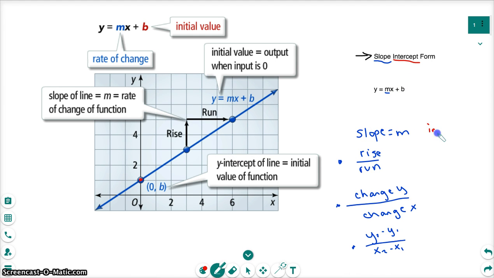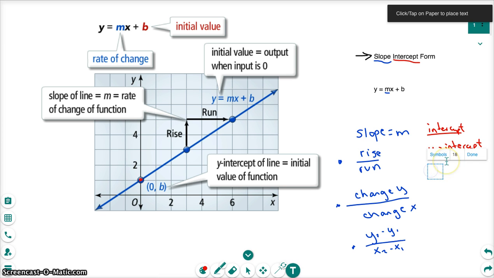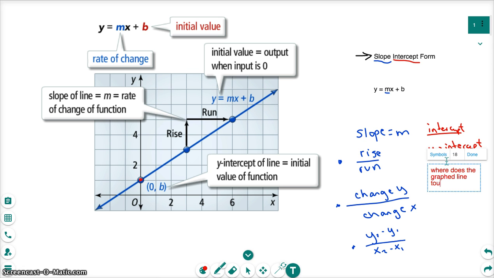So if we write notes about intercept, if you're looking at the intercept, you are looking at the y-intercept. And so you're going to ask yourself, let me actually type this because it'll be faster here. Where does the graphed line touch the y-axis? That's what you're going to ask.